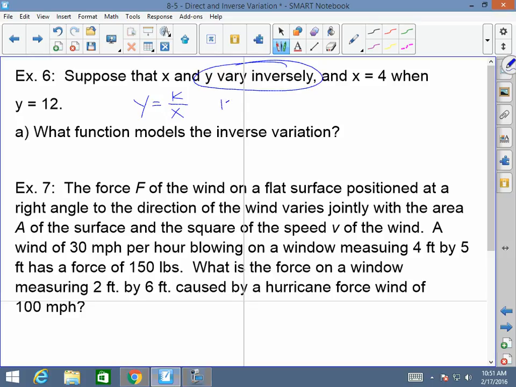They're inversely proportional. So when x is 4, y is 12. So 12 equals k over x, and x is 4. So k over 4. What does k equal? 48. Very good. So what function models this inverse variation? Y equals 48 over x. Now, it doesn't matter what the x is. I plug in the x and I find what y is. Does this make sense, gentlemen?